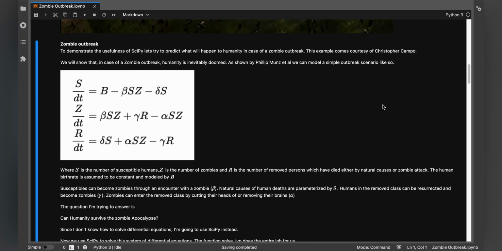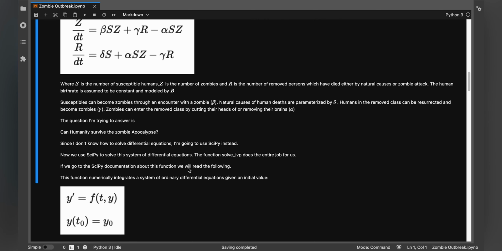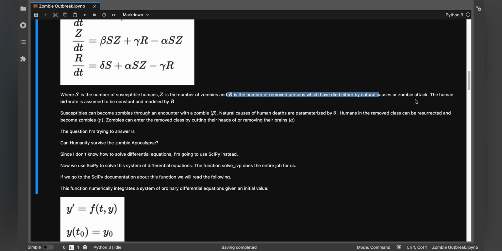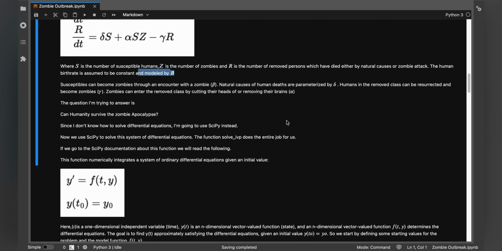He has defined these three differential equations whose parameters are defined as: S is the number of people who are likely to get infected, Z is the number of people who are converted to zombies, that is the number of zombies, and R is the number of people removed or died by any natural cause or zombie attack. And we have taken a constant birth rate of B, okay?